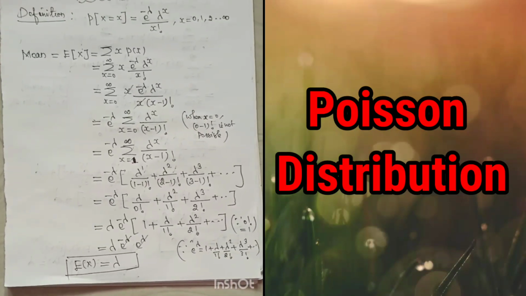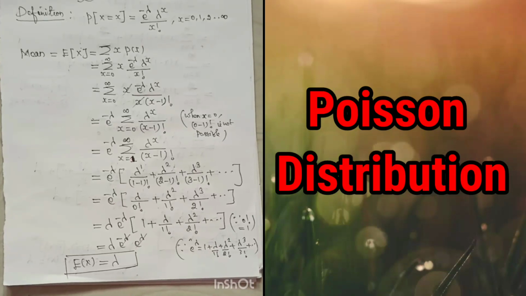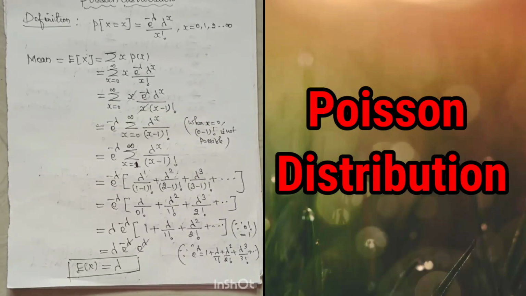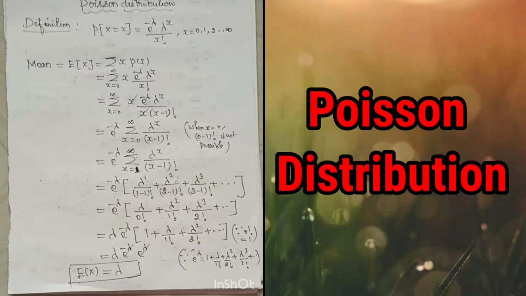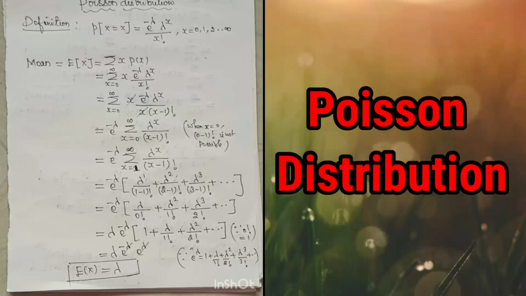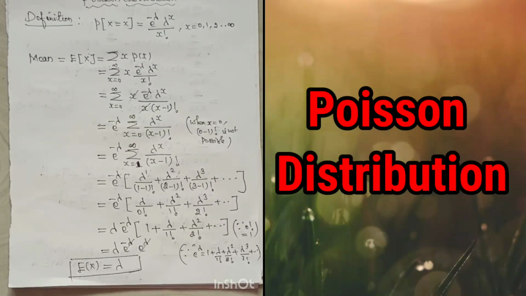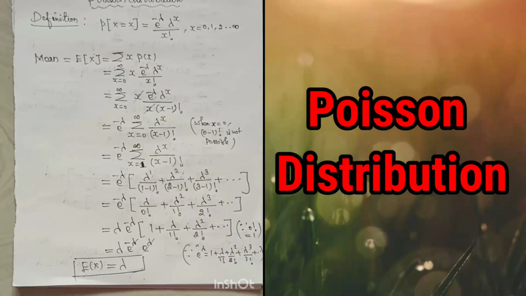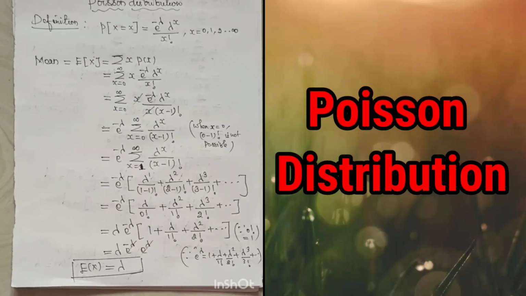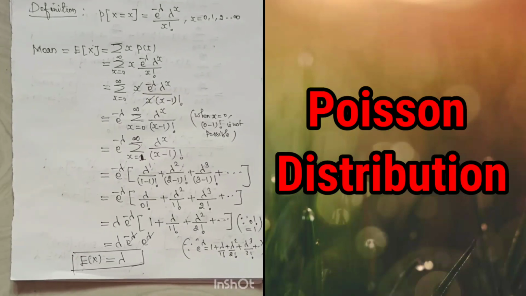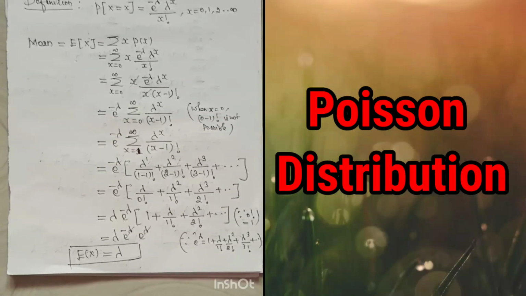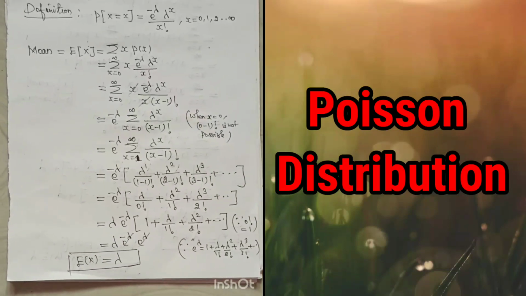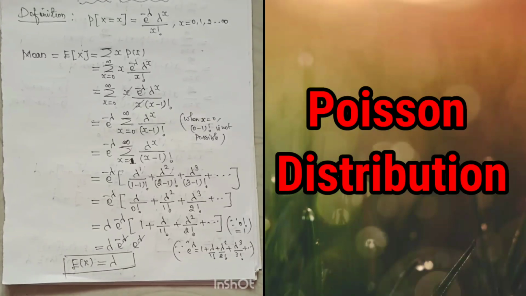Now you have to expand it: e power minus lambda into, for x from 1 to infinity, lambda power 1 divided by (1 minus 1) factorial plus lambda power 2 divided by (2 minus 1) factorial plus lambda power 3 divided by (3 minus 1) factorial plus etc. This is equal to e power minus lambda into lambda by 0 factorial plus lambda square by 1 factorial plus lambda cube by 2 factorial plus etc. Lambda is common in each term, so taking it out: e power minus lambda into lambda into 1 plus lambda by 1 factorial plus lambda square by 2 factorial plus etc.